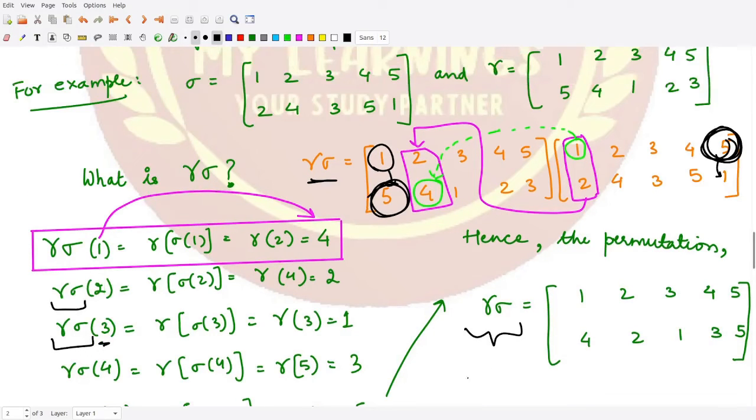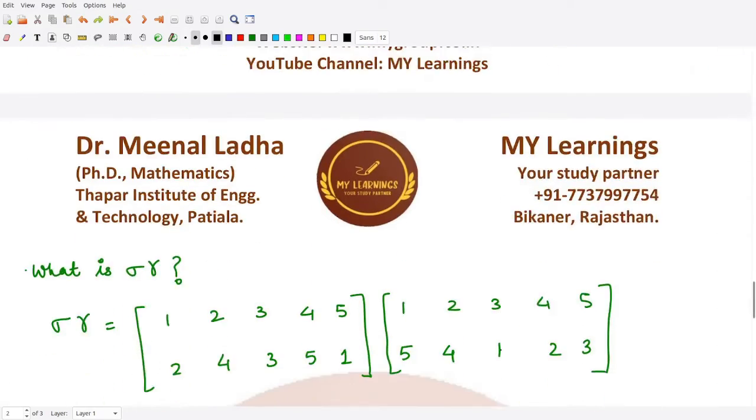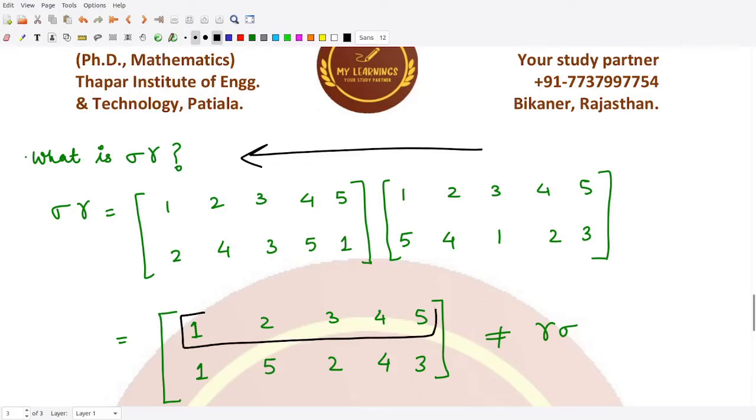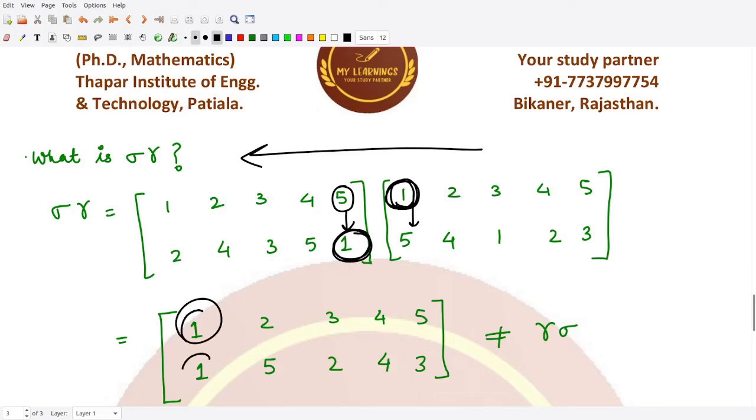Let's now calculate sigma gamma. For sigma gamma, we first write sigma here and then gamma here, and we proceed in a similar manner. We again move from right to left and perform the calculations just like this. Here the elements are just in the correct form 1, 2, 3, 4 and 5. Let's see what elements would come below. We start with 1. You can start with any number. Under 1 we have 5, and for 5 here we have 1. So 1 would map to 1.